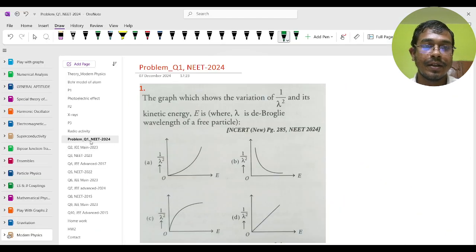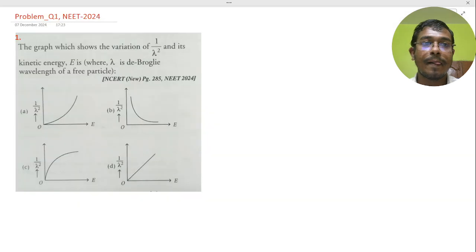After this we go through the problems. The first problem is from the recent NEET exam 2024. It says: the graph which shows the variation of 1 by lambda square and its kinetic energy E, what should the correct graph be?